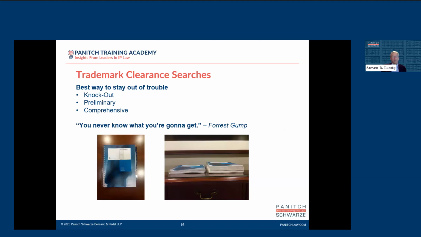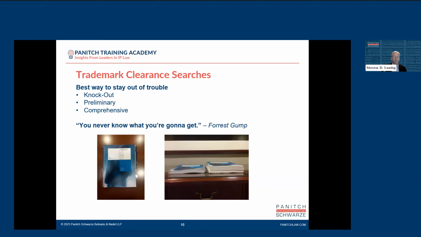When we do clearance searches, personally, I like to give clients options. I usually give three options for the level of clearance searches. First one is knockout, where you're just looking for exact matches. Some people just need that level of investigation. Is there an exact match out there? If there is, I'll choose another mark.